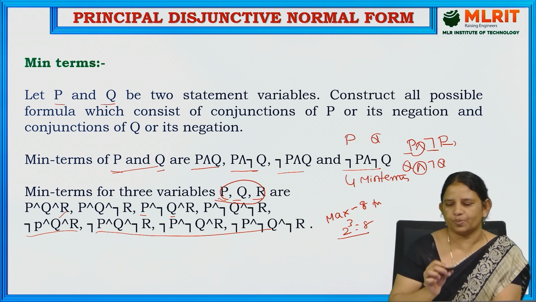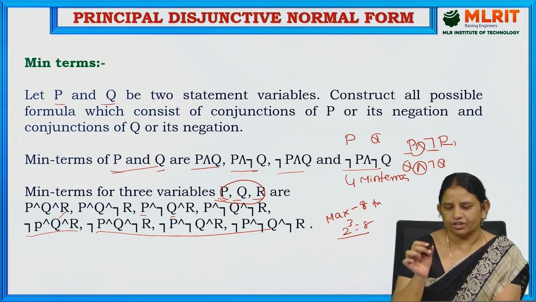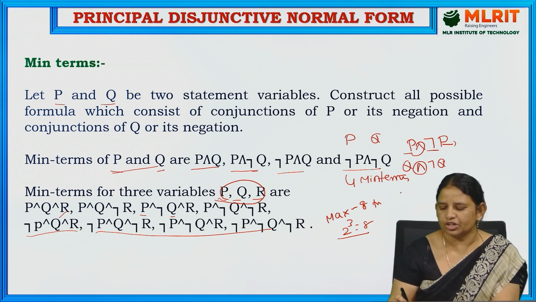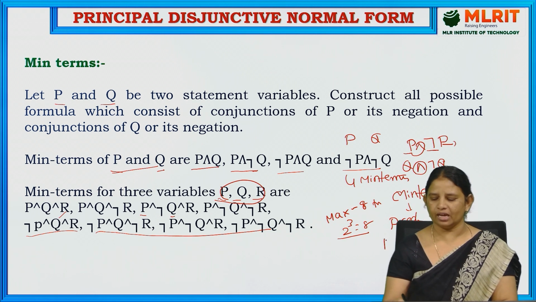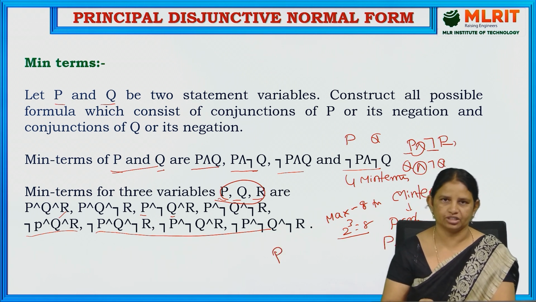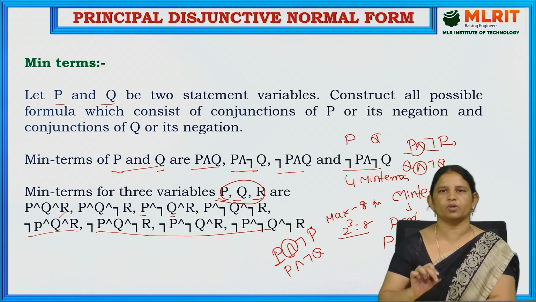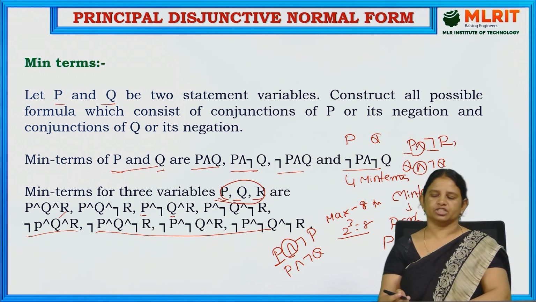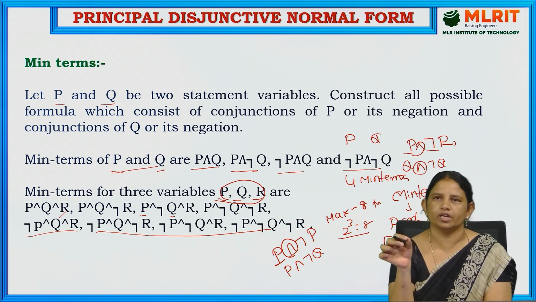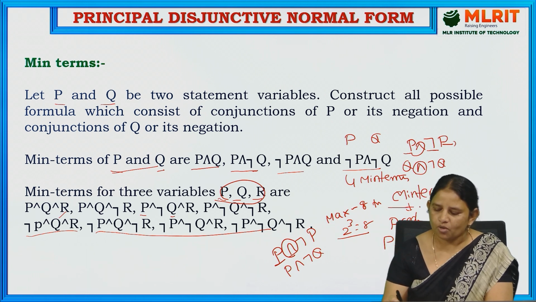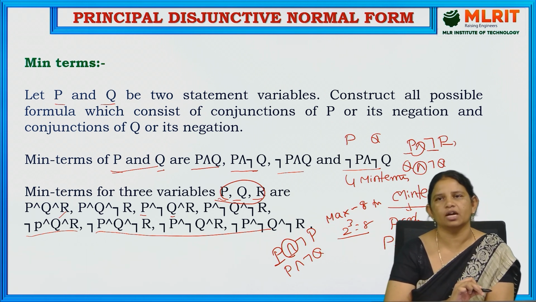So, what is the definition of principal disjunctive normal form? It consists of minterms. What does the minterm consist of? The product of variables and their negations. That may be P and negation P, or P and negation Q. This is the symbol for product. Then the sum of minterms is called the principal disjunctive normal form.